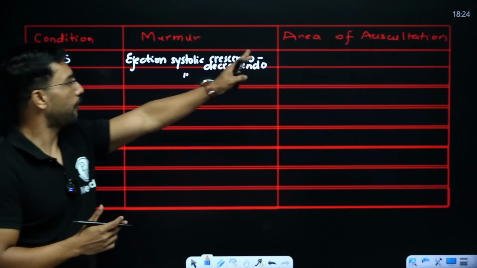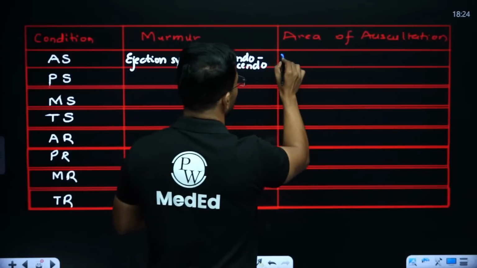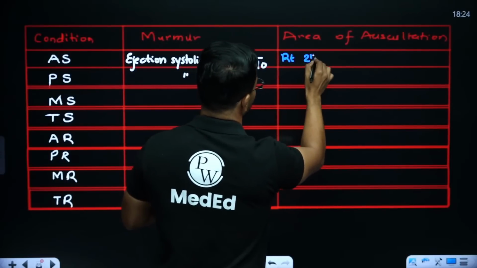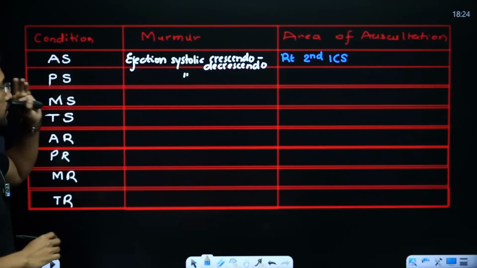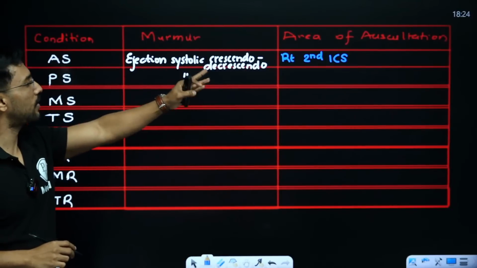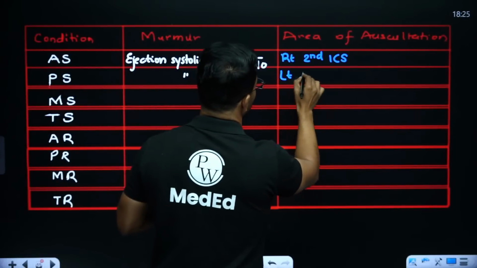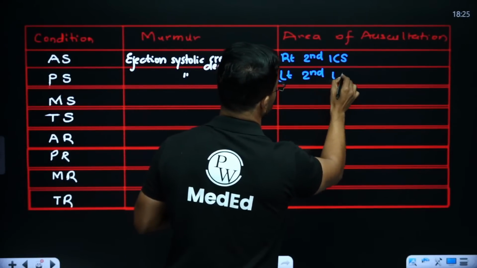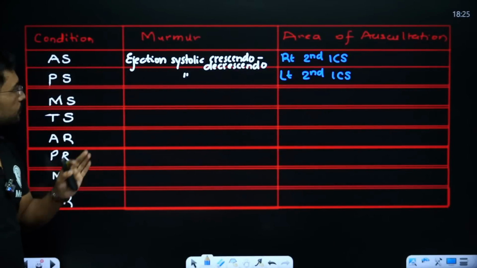Simple, the area of auscultation. If the murmur is heard in the aortic area, which is the right second intercostal space, it is suggestive of aortic stenosis. Same murmur, ejection systolic crescendo-decrescendo murmur, but heard prominently in the left second intercostal space, which is the pulmonary area, then it is a pulmonic stenosis murmur, right?